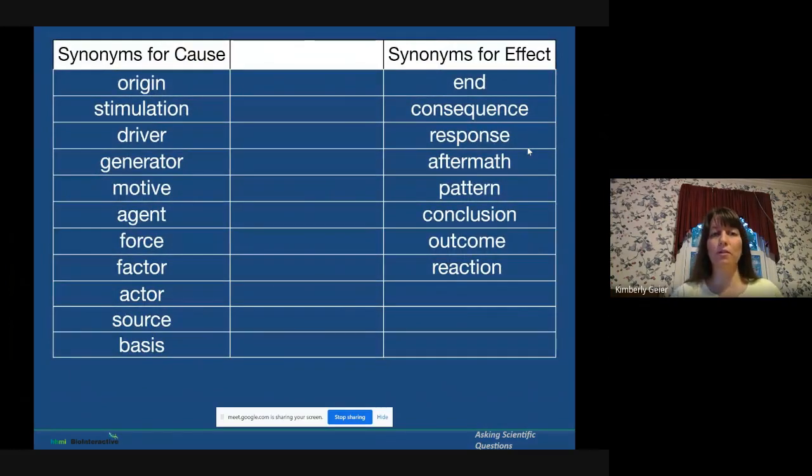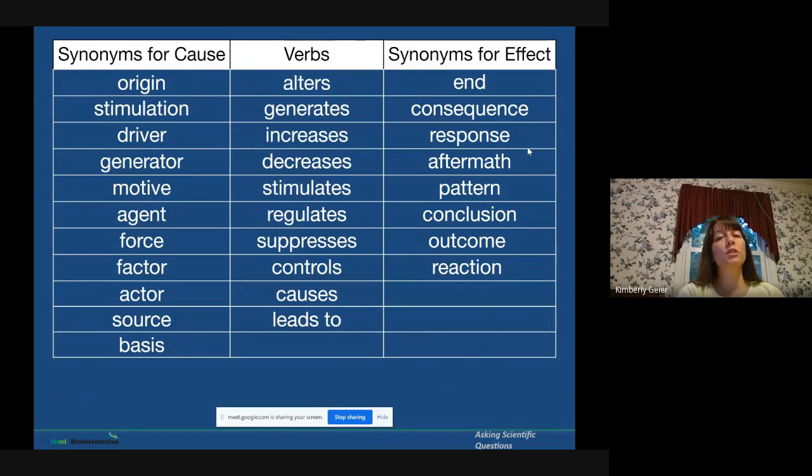So take a few minutes. What are some of your verbs? So here are some of my verbs. And again, not in any particular order. Hopefully you came up with some other ones. So some verbs: alters, generates, increases, decreases, stimulates, regulates, suppresses, controls, causes, leads to. So all of these different verbs and many, many more could link some of these ideas of cause and effect.